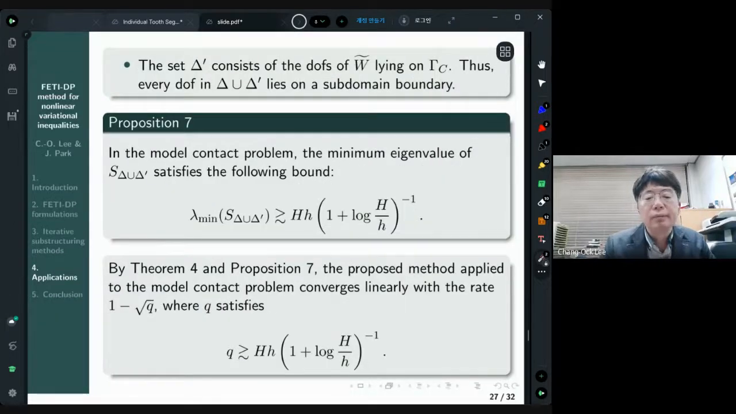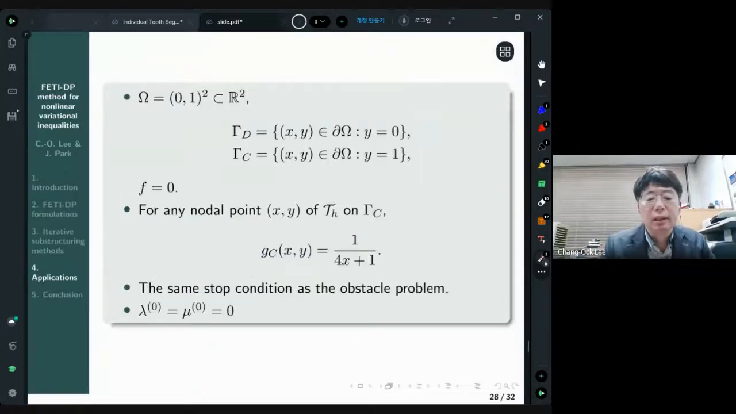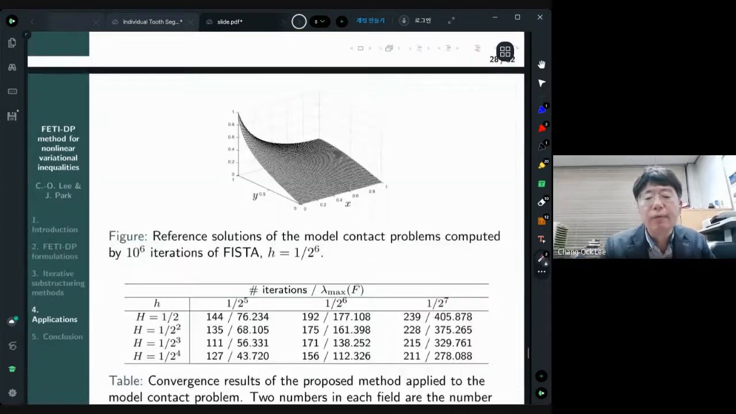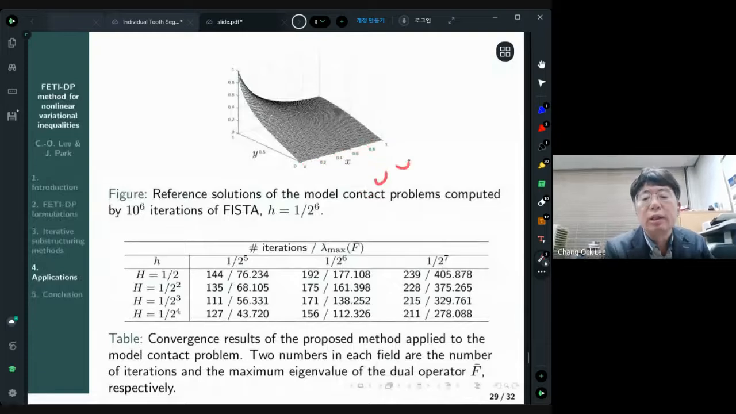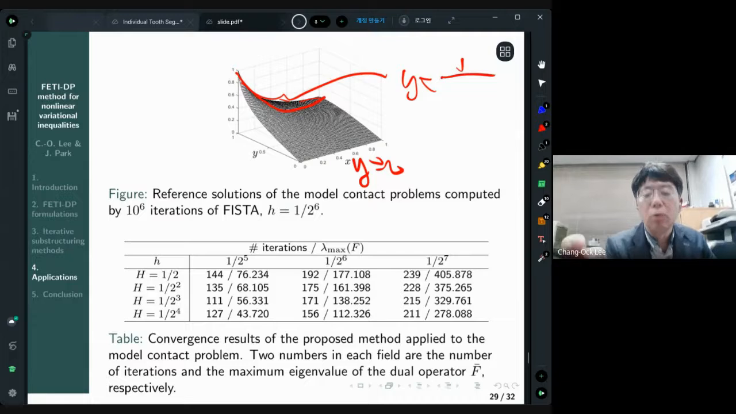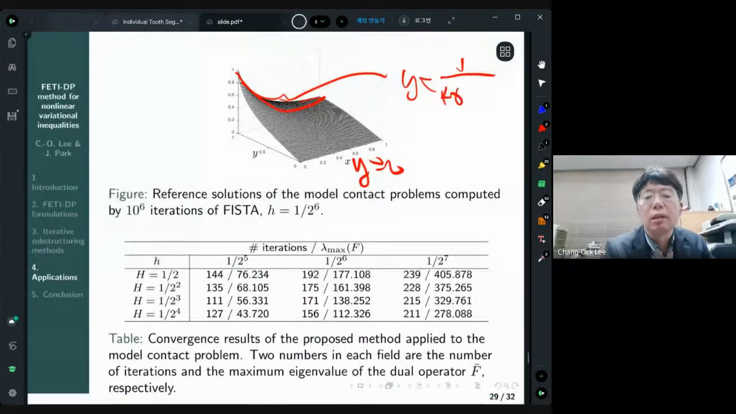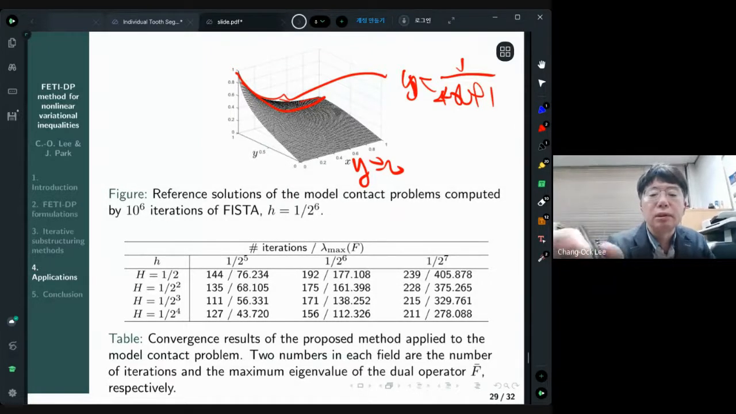Okay, so we have a very similar setup, and now we put that in. The Dirichlet boundary is y equal to 1, and the contact boundary is y equal to 1. And here f equals 0, so we can find some harmonic functions, and these are the functions on the contact boundary. Here, this is y equal to 0, and here the contact boundary is y equal to 1 over 4x plus 1. So this is the solution f.